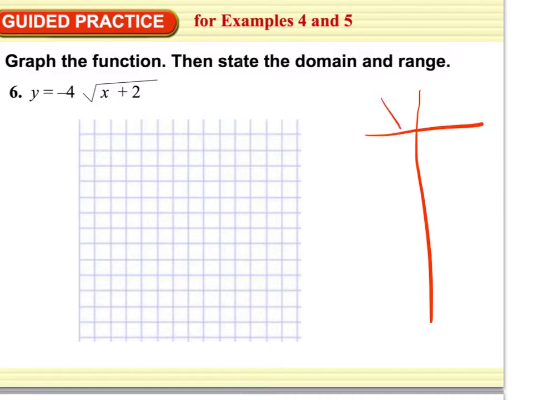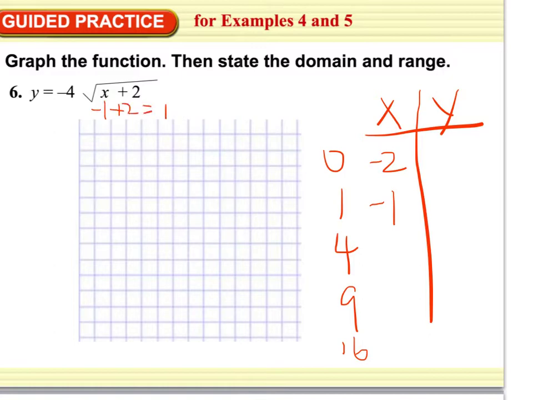So, if I want it to be 0, 1, 4, and 9, and 16, in order for the number under the square root to be 0, x has to be negative 2, because negative 2 plus 2 is 0. And then if I want that thing to be 1, then x has to be negative 1, because negative 1 plus positive 2 is 1. Then if I want that thing to be 4, x has to be 2. If I want that thing to be 9, x has to be 7. And if I want that thing to be 16, then x has to be 14.